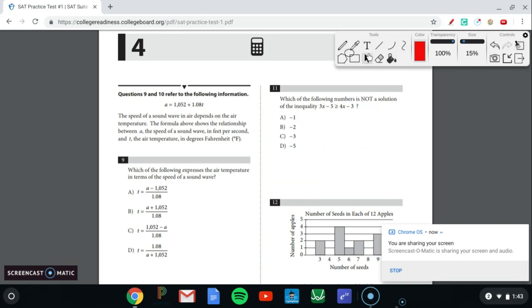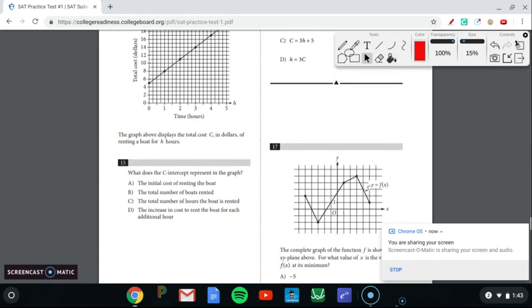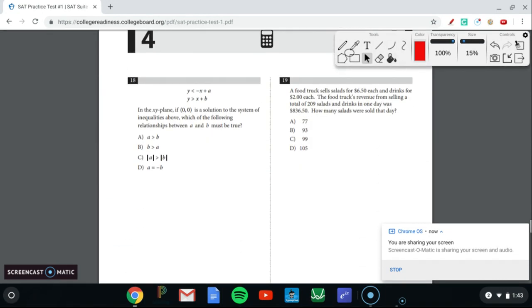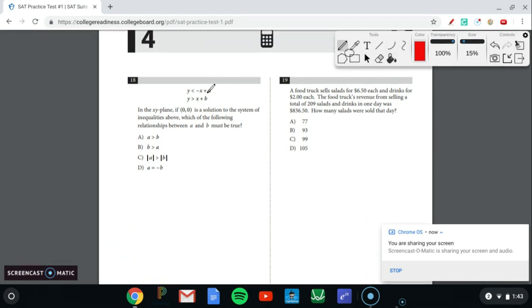Finally, let's move on and try question 18. Question 18. y is less than -x plus A, and y is greater than x plus B. Okay, that seems a little weird. There's a lot of letters over there. Let's read what they say. In the xy plane, if (0, 0), which is a point, is a solution to the system of inequalities above, which of the following relationships between A and B must be true?